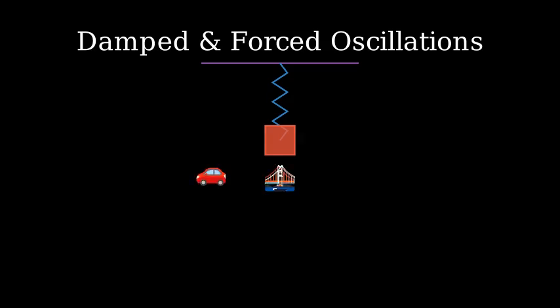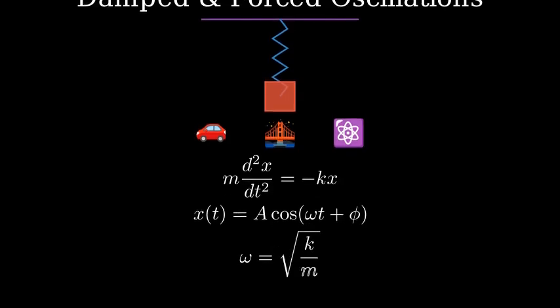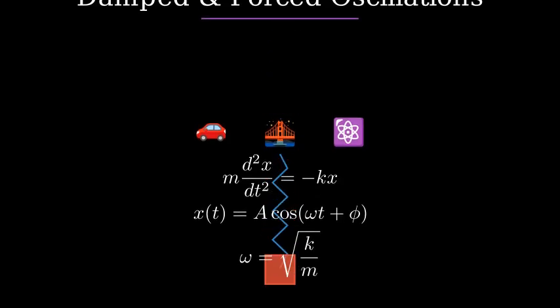Let's start by quickly reviewing simple harmonic motion before adding complexity with damping and forcing. Simple harmonic motion occurs when a restoring force is proportional to displacement. For a spring mass system, this is described by Hooke's law: F equals k times x, where k is the spring constant. The solution to this equation gives us sinusoidal motion: x equals A times cosine of omega times t plus phi, where omega equals the square root of k over m, the natural angular frequency of the system.